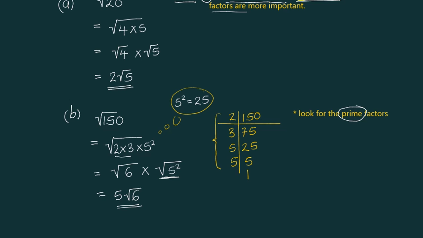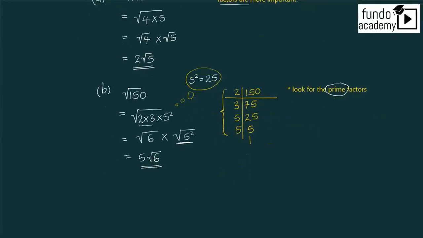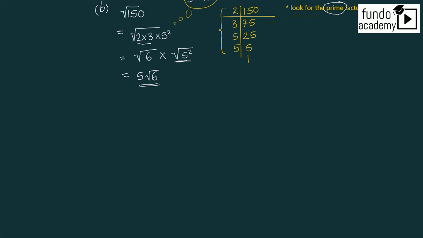Now part C has got a bigger number, which is 588. What I want you to do, since you now have an idea of how we do it, is to pause this video and try to work on part C. I'm just going to give you 2 minutes to do that.